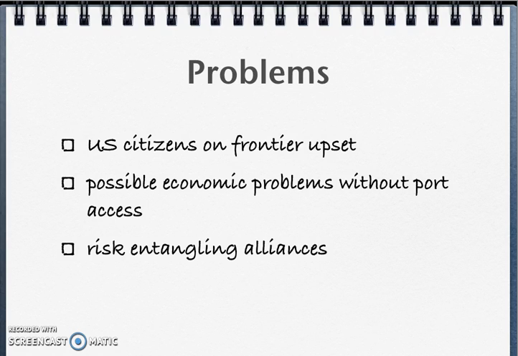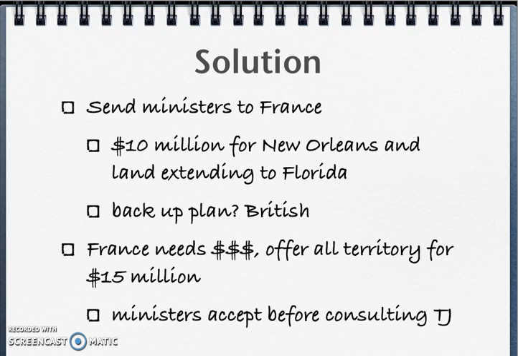Jefferson worried over the economic implications of no longer having access to these ports. And he also worried that as long as a foreign power controlled the port, the U.S. would risk getting caught in these tangling alliances. So as a solution, Jefferson sends ministers to France with instructions to pay $10 million for New Orleans and the area of land extending east from New Orleans to Florida. That way the United States, accepting Florida, which is kind of sticking out in the South anyway, can have one uninterrupted landmass.